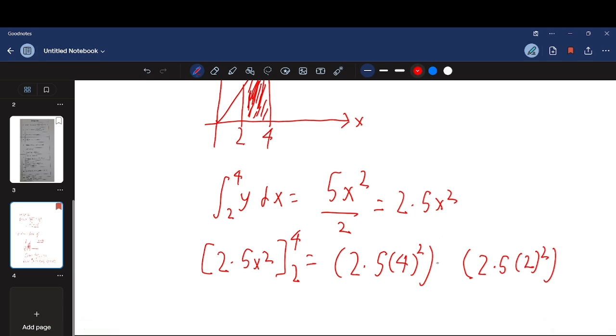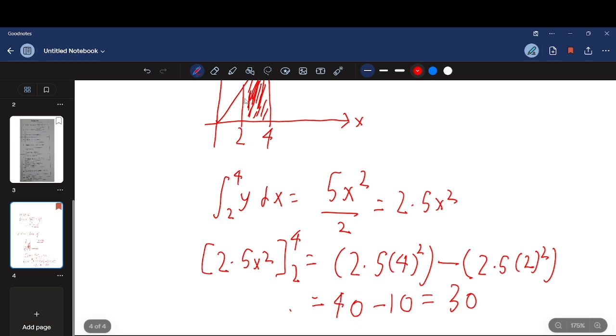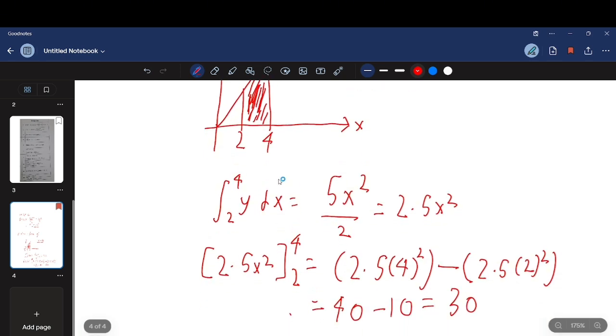Now we are just going to subtract both these values to get the area under the curve. Let's see what happens. 2.5 times 4 squared is 40. 40 minus 2.5 times 2 squared, which is 10. So 40 minus 10, then we end up with 30. So the area under this curve within the limits of 2 and 4 is 30.